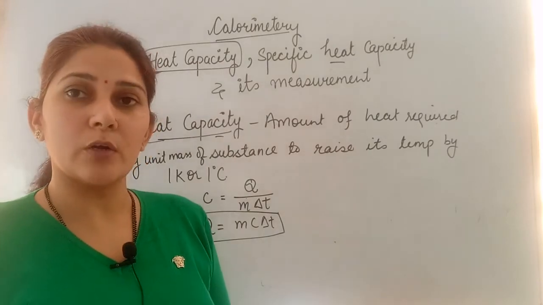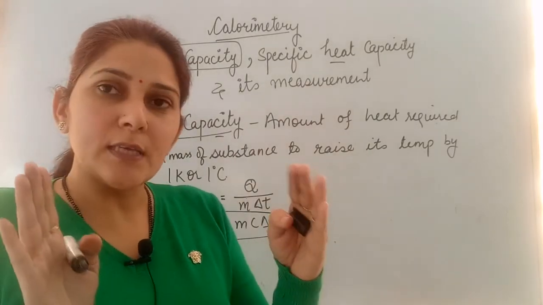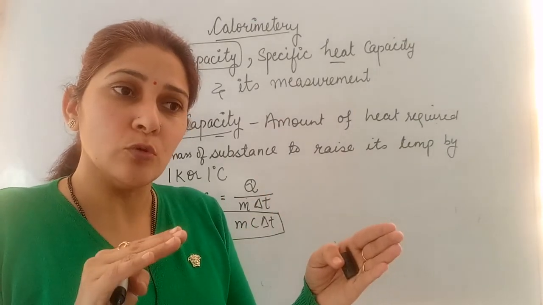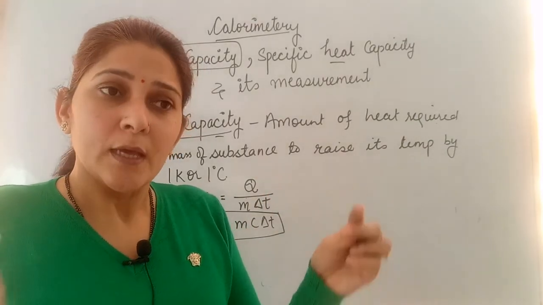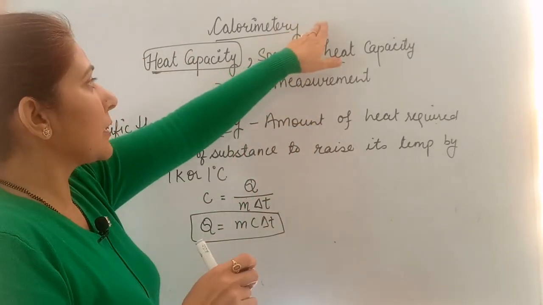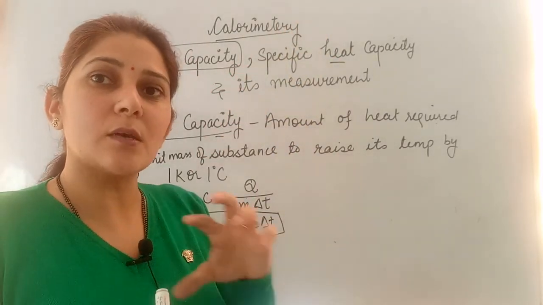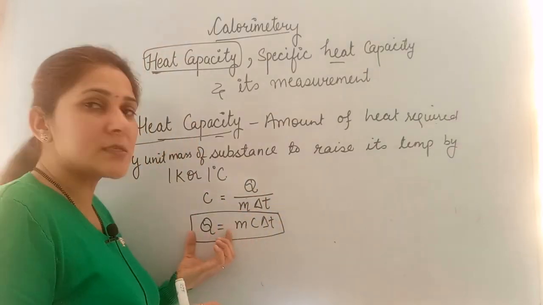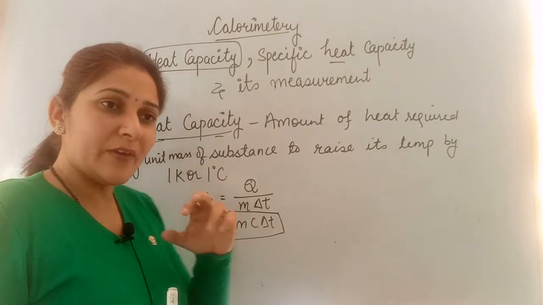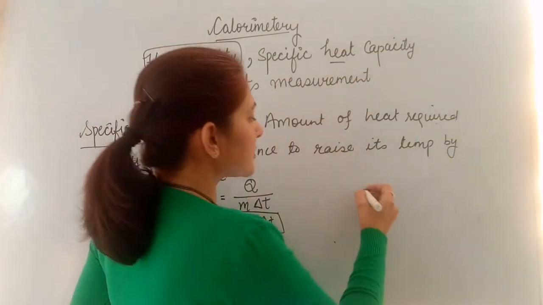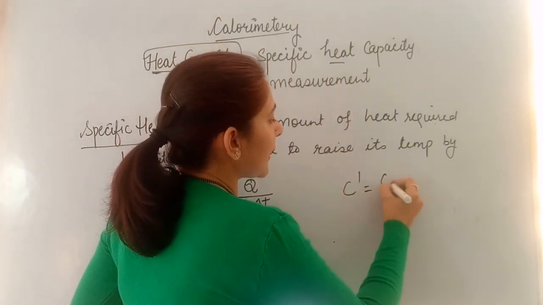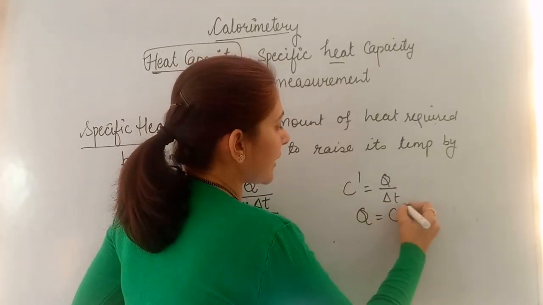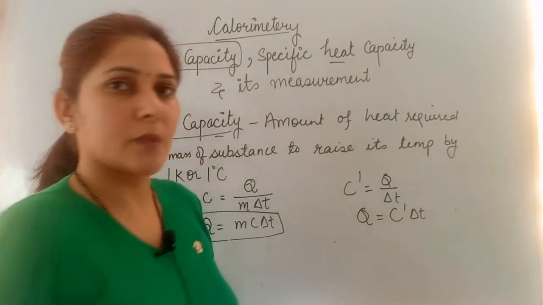Because in calorimetry, when two bodies are placed in contact with each other, one is going to absorb the heat, one is going to lose the heat. This measurement we are doing in calorimetry. So calorimetry is the measurement of heat, and that heat required we are measuring with the help of this formula. Or when we are talking about heat capacity, I told you heat capacity is given by Q upon ΔT. So in this situation this heat required can be measured by C'ΔT, right?